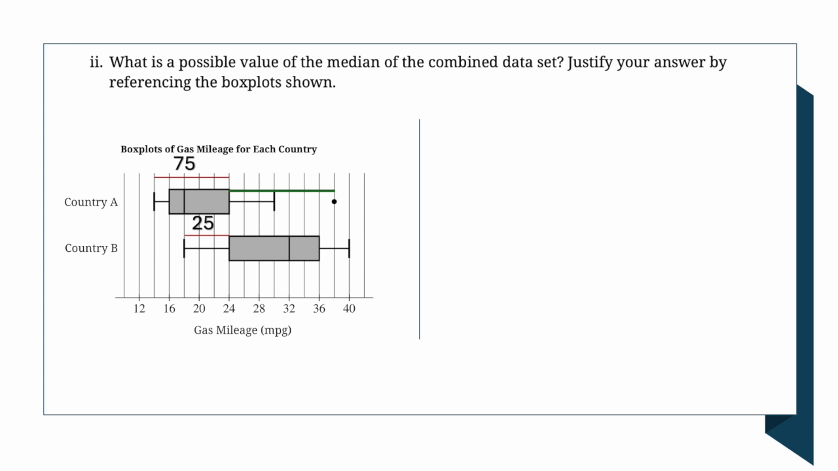If you look at country A from Q3 to maximum, which is an outlier, doesn't matter, you will have 25% of the total number of cars, which is 25. And from Q1 to maximum for country B, you will have 75% of the total, which is 75% of 100, which is 75. Now, if you add them both, you get 100 cars to the right of 24 and 100 cars to the left of 24. So 24 might be the plausible median.